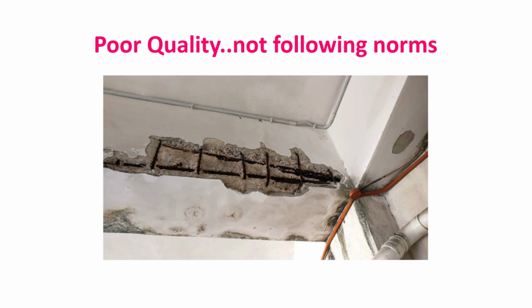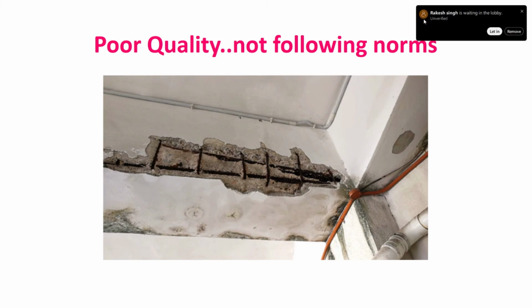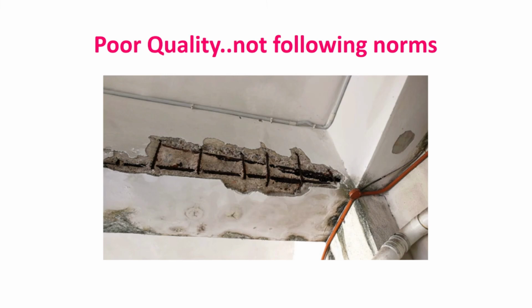Now this is a common thing, as you can see: poor quality, not following certain norms. We will see in further slides what the minimum grade of concrete is which is supposed to be provided for the building, what the NBC says, what the IS codal provisions are, the minimum grade of concrete which is supposed to be used.